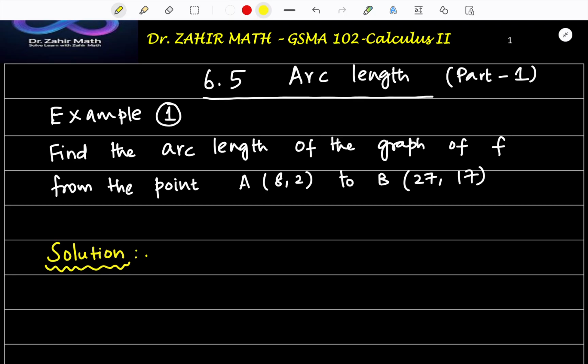Today in this video, we are going to solve example 1 from 6.5 arc length. Only one question. After that, there are two more questions regarding the surface area, but I'll make it part 2. So this is 6.5 part 1. The question is about finding the arc length of a curve between 2 points.